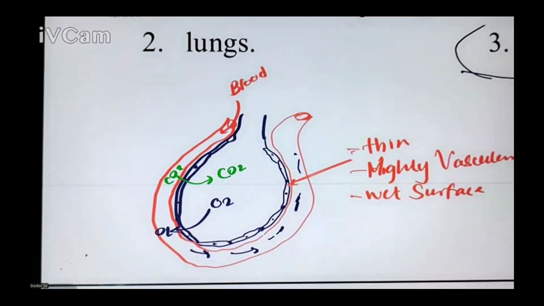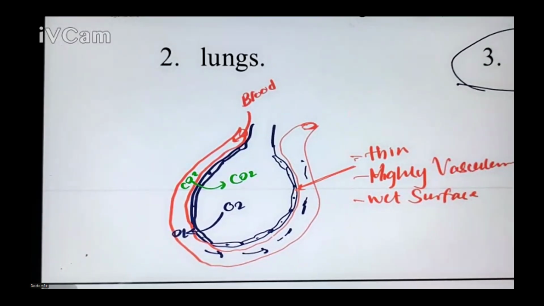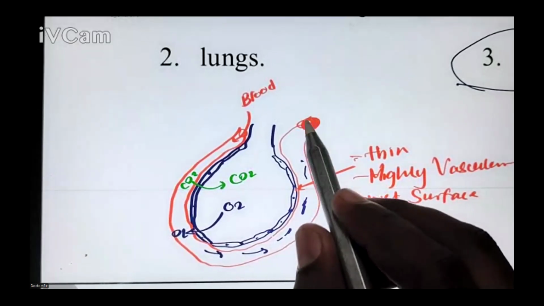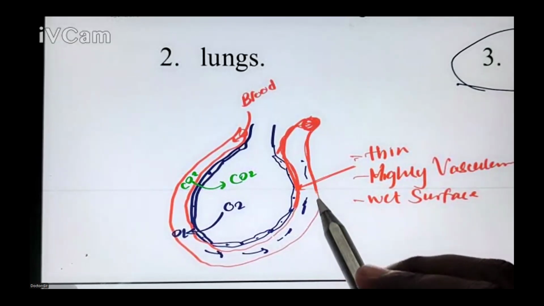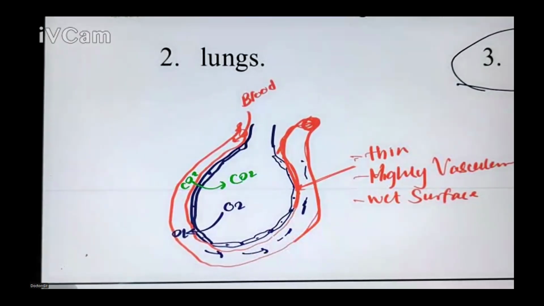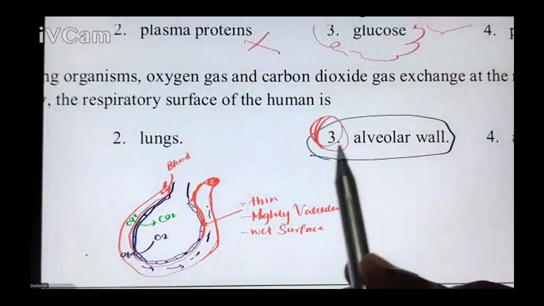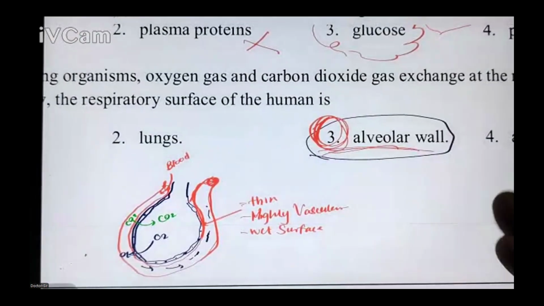It is a wet surface. And another one, yes, another one. Tell me another feature. Oh yeah, very thin, highly vascularized, wet surface. Neither, right? All those things contribute to very effective gas exchange, right?